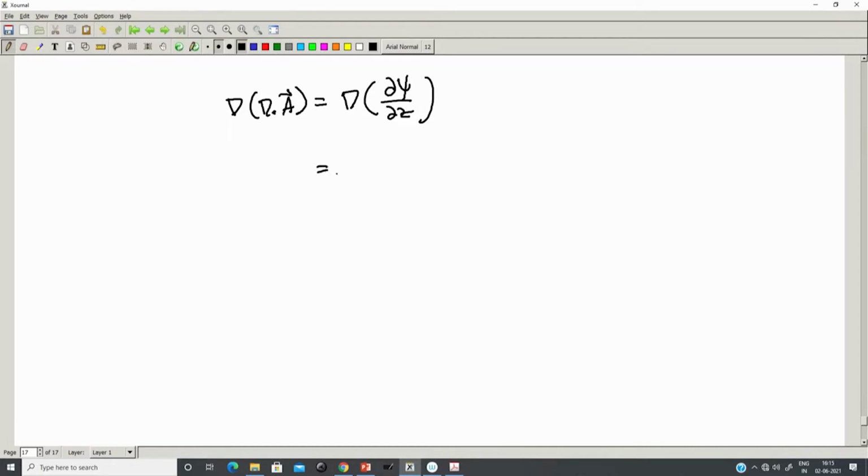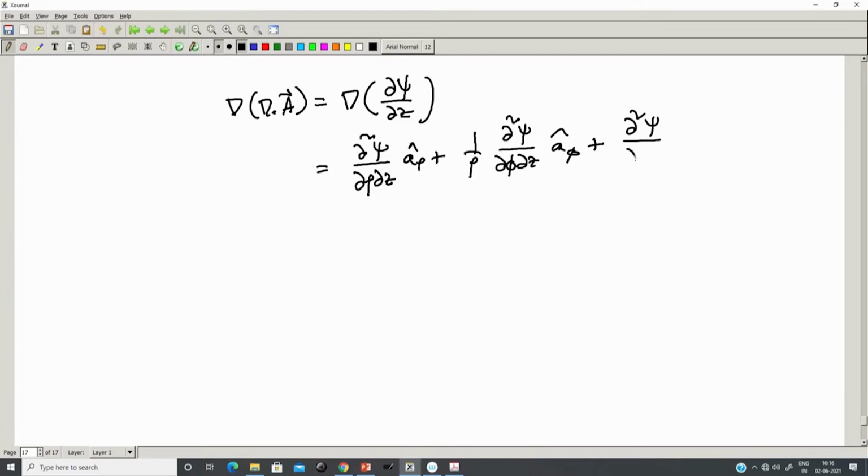So, this is equal to del square psi del rho del Z A rho plus 1 by rho del square psi del phi del Z A phi plus del square psi del Z square A Z. Just substituting from the previously derived expression for grad of V, where V is a scalar.